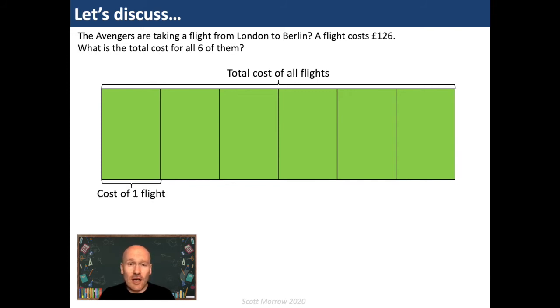And what I can do now is put the values in I know. Well, for this problem, I know that a flight costs £126, so let's put that in a part. I also know that if one flight's £126, then I'm going to put that in for each of the other parts.